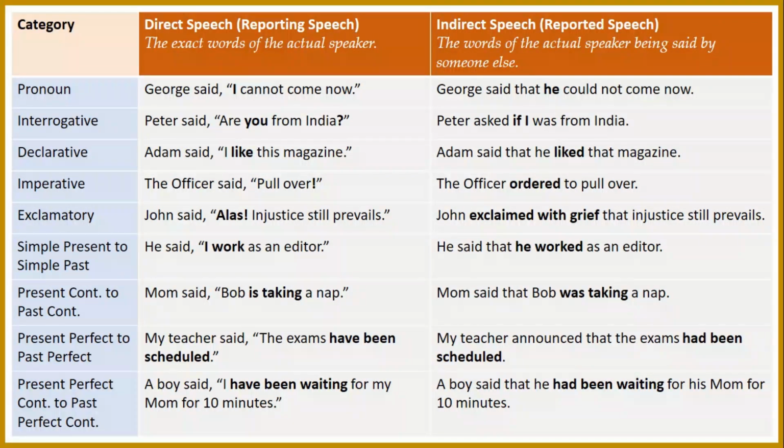And if, let's say, I am the one who heard those words from George and I want to tell them in my own words, that is actually indirect narration, which means that the words of the actual speaker are being said by someone else. For example, I would say, George said that he could not come now.